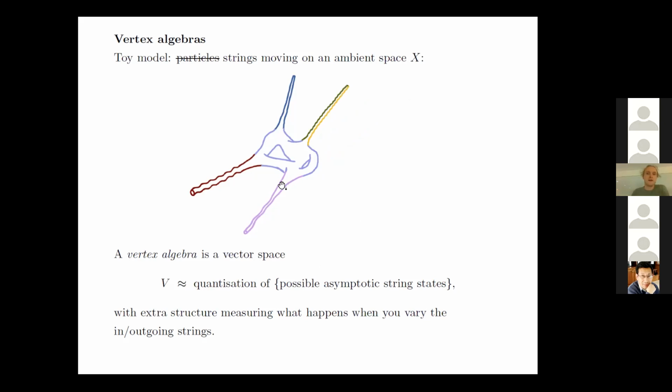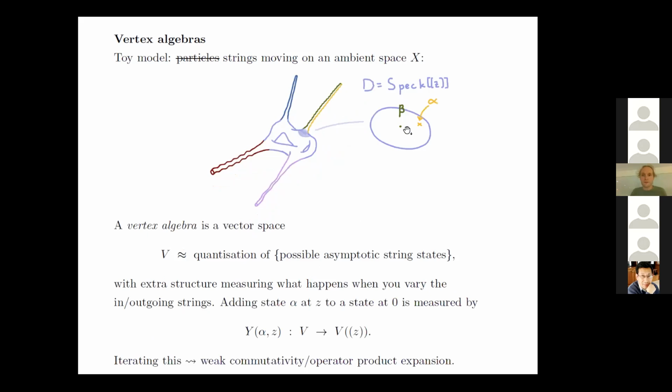Okay, so how are you actually going to formalize this mathematically? You take a formal neighborhood, and the structure on a vertex algebra is a so-called field map. For any state alpha in this vector space V, you have a map from V to V((z)), Laurent series in z, which measures the effect of adding a particle alpha at a point z to another particle at the point 0. So this measures that effect.